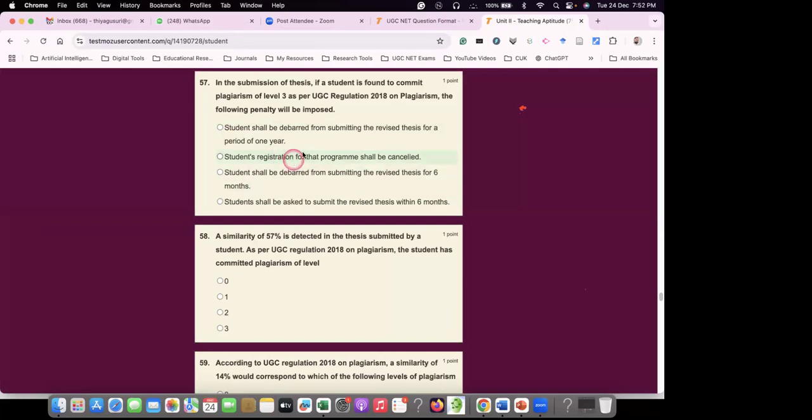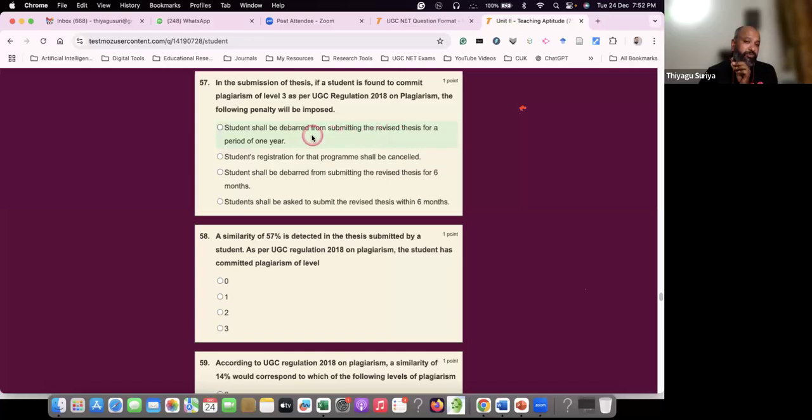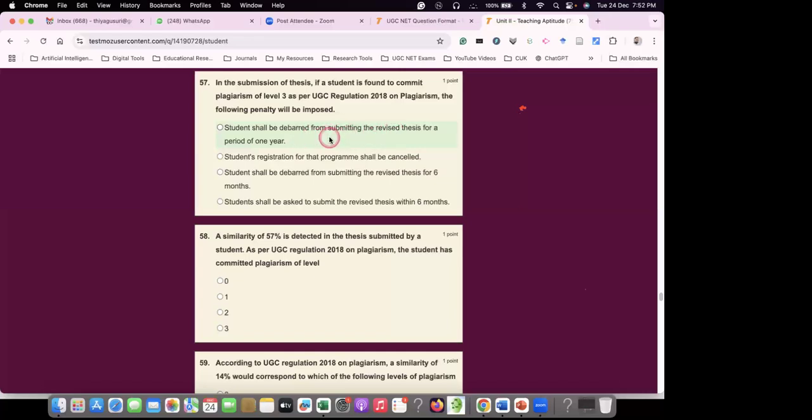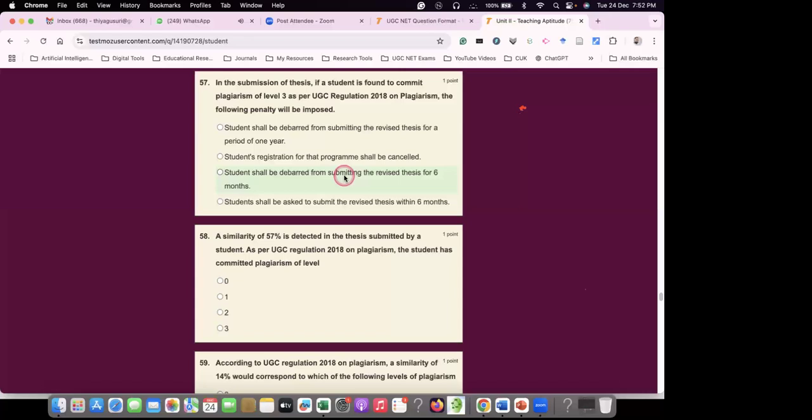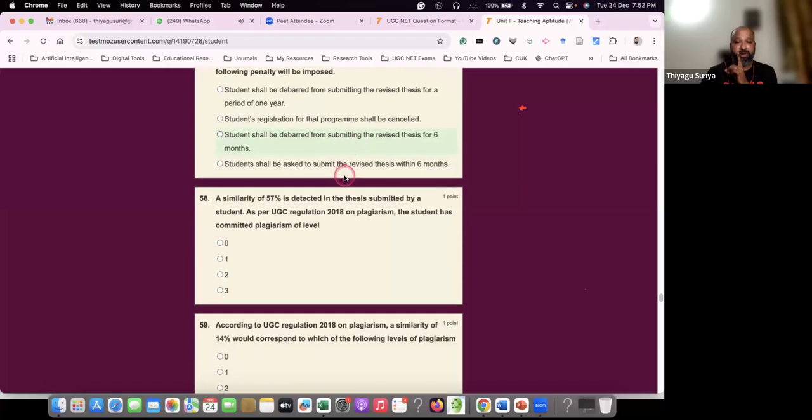So what is the first option? For which level? The first option is for level 1. The second is for level 2. This is for level 3. What about: the student shall be debarred from submitting the revised thesis for 6 months? This is for level 1.